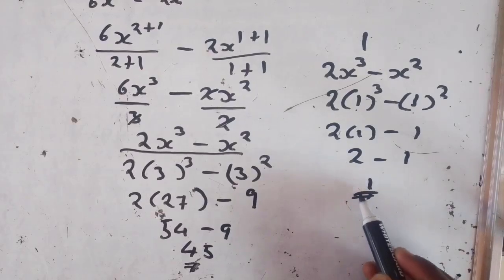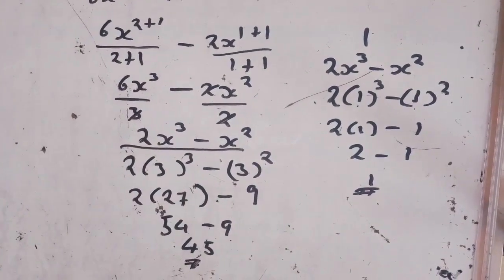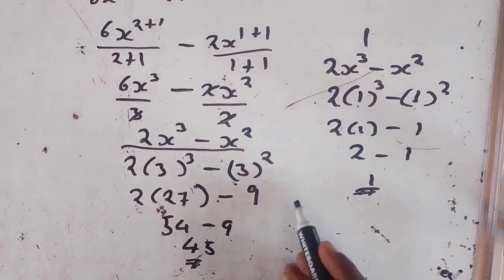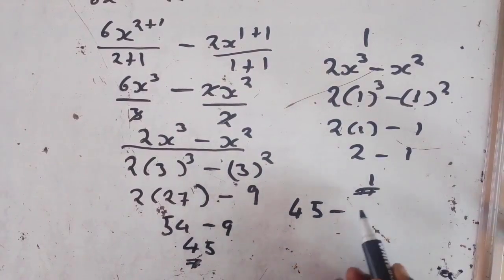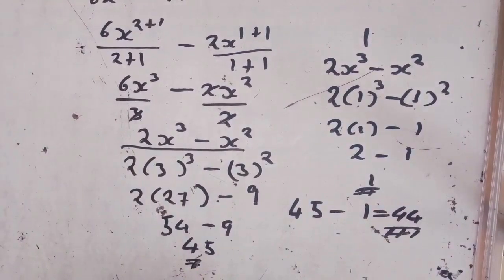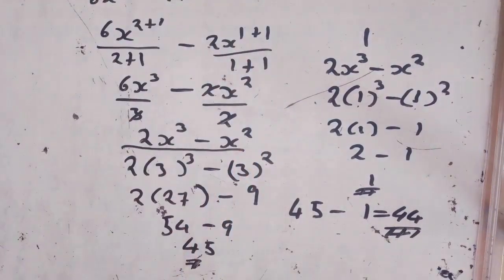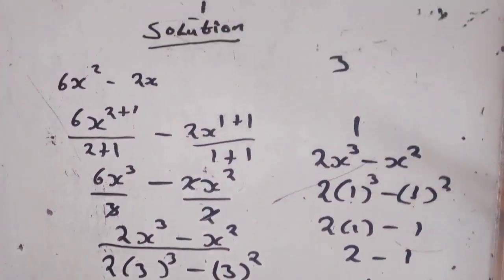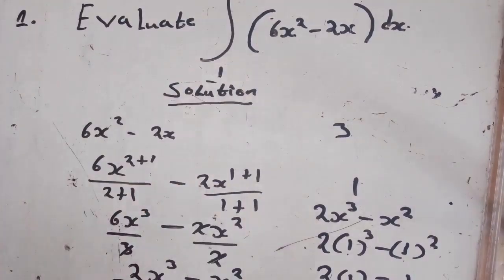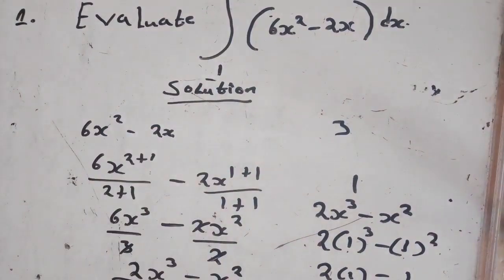So having found these values, you can now subtract. Start by doing this 45 minus this value, because here we found 45 minus 1, which will give you 44. So this is the answer. So remember, you subtract the value of the number which is down on the integral sign from the value of the number which is on top of the integral.